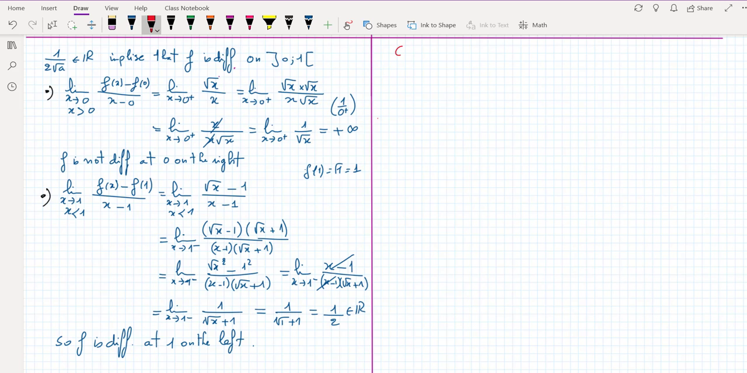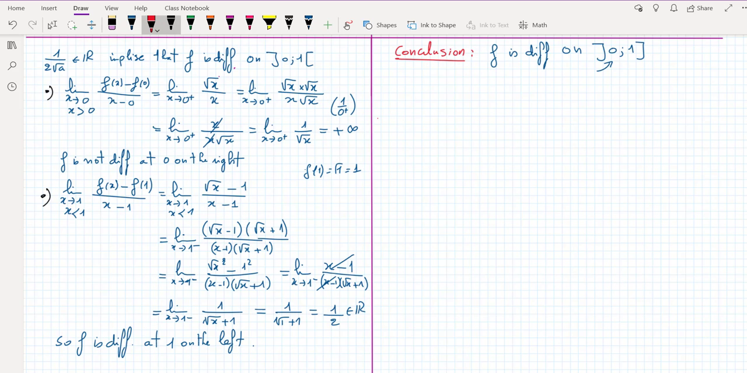Conclusion: f is differentiable on the interval open at 0 and closed at 1. Why is it open at 0? Because we found that f is not differentiable on the right at 0.